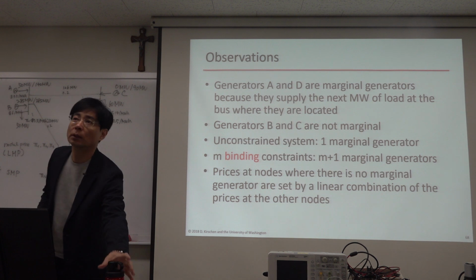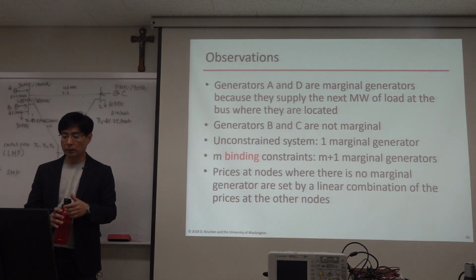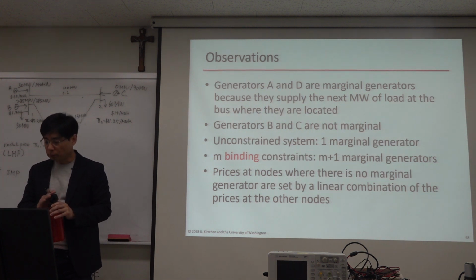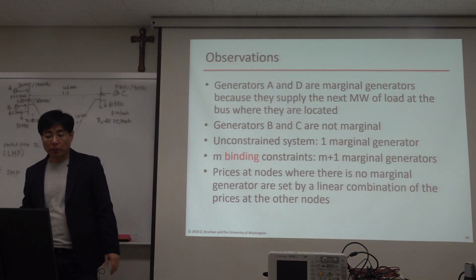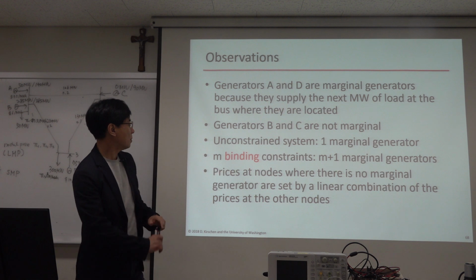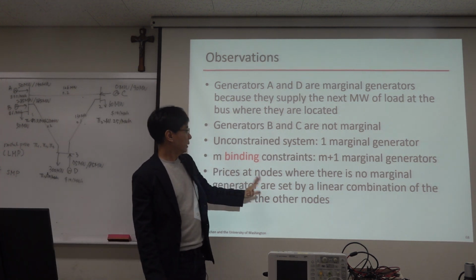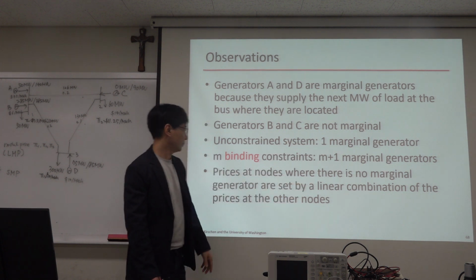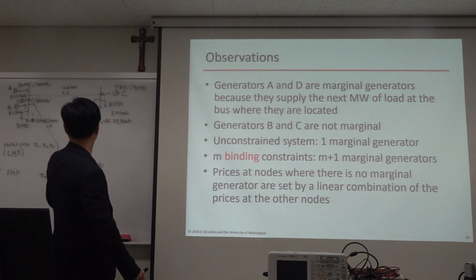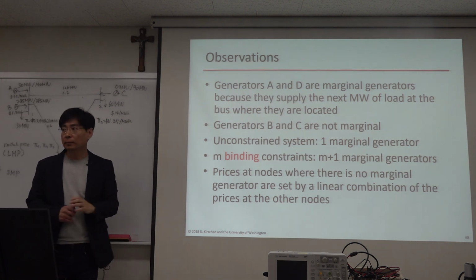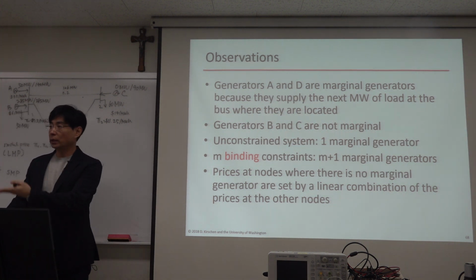So prices at nodes. At a node where there is no marginal generator, for example node 2, the price is set by a linear combination of the prices at other nodes. Here, node 1 and node 3. Agree?